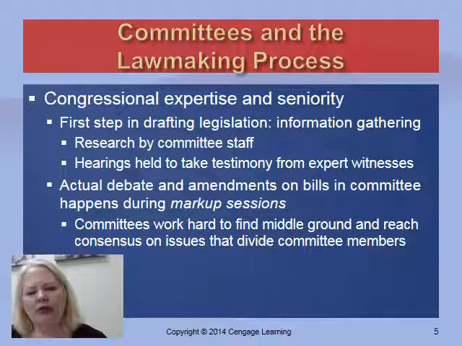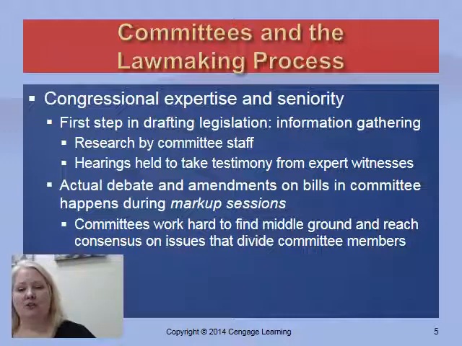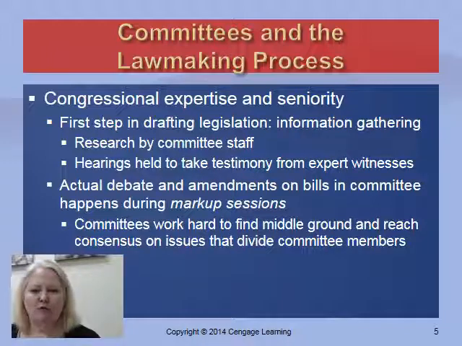The actual debate and amendments on bills in committee happens during markup sessions. And that's when everyone starts working together. Like we did in class during the first example, we started going, well, maybe we should add this to that bill. Maybe we should add this to that amendment. And then committees work hard to find that middle ground to reach consensus on issues that divide the committee members.